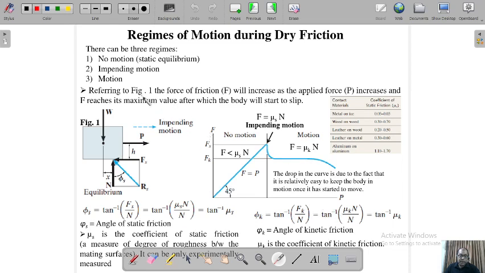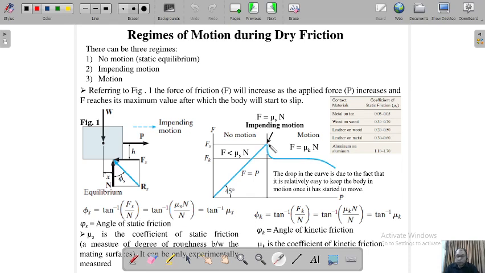So what we see in this figure 1, he is trying to say the force of friction F will increase as the applied force P increases. As we increase this force P on the body, this friction force will also increase in order to stop this body from moving. That is the main reason it increases. It increases from this point until it reaches this point. And this point is the maximum possible point that the object can uphold.